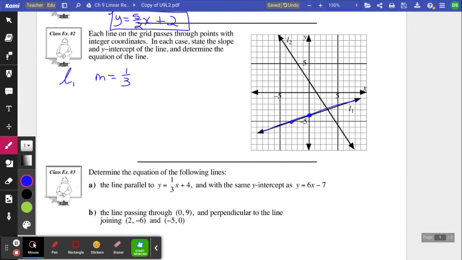And what about the y-intercept? What is b? Negative 4. That's where it crosses the y-axis. Correct? Write it down. You understand? So now we can write the equation of that line. It's pretty easy. y equals 1/3 x minus 4. Done.